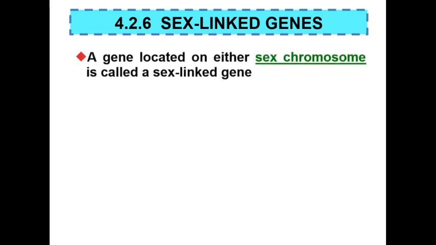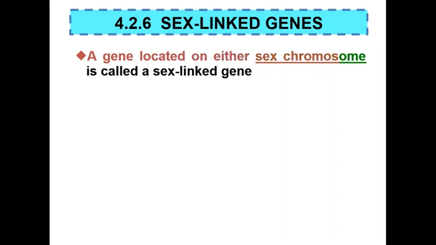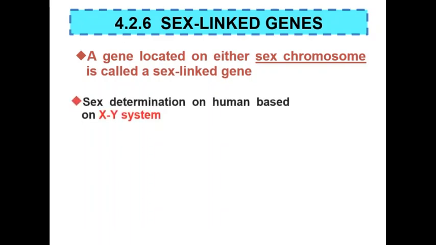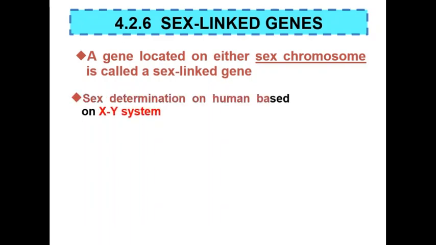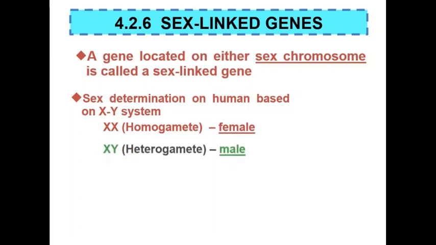A minor deviation from the Mendelian inheritance is sex-linked genes. Sex-linked genes occur when the gene is located on either sex chromosome. Human sex is determined based on the XY system. The female human sex chromosome consists of XX combination, also known as homogametes, while the male human consists of XY combination, also known as heterogametes.